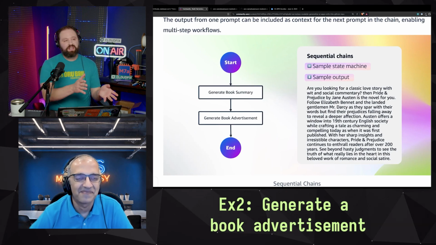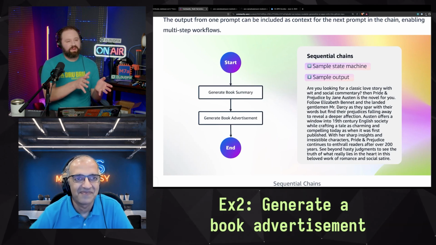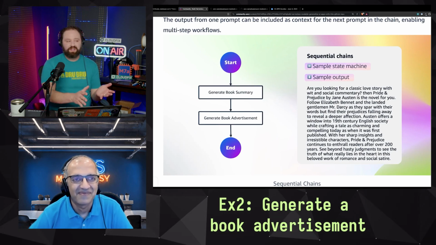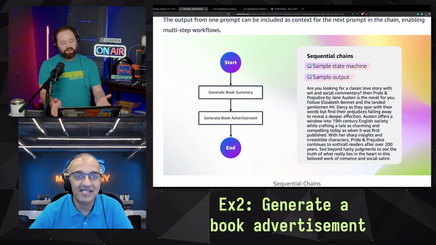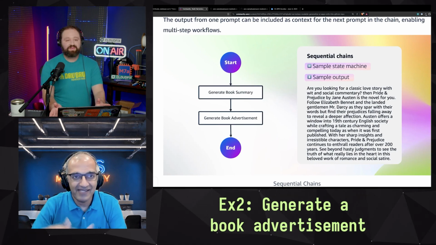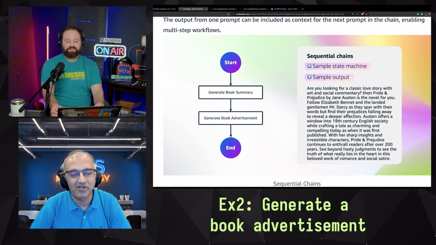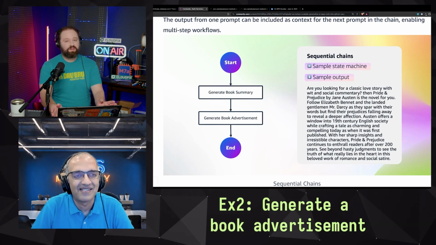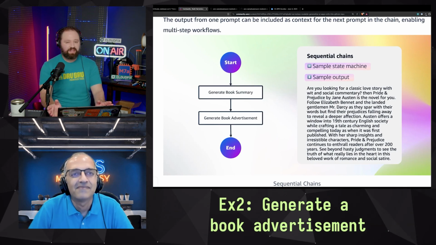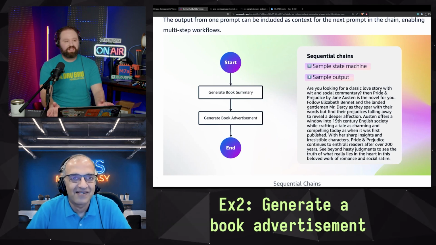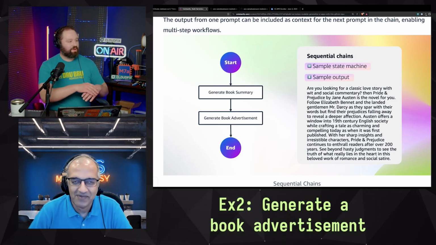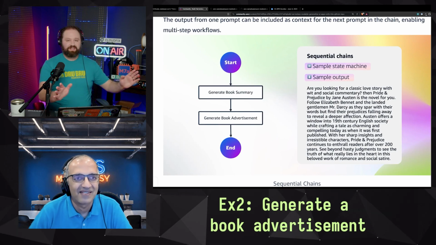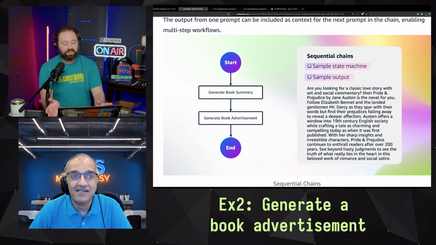The first invocation of the LLM could be summarize the book, and then the second one could be generate a book advertisement. The cool thing about this is that it takes the summary as an input and generates the advertisement based on the summary. And so this could be two different models, right? The first one could be Claude, the next one could be Haiku. You could use ChatGPT, totally different, whatever it is. Or even different tunings of the same model.